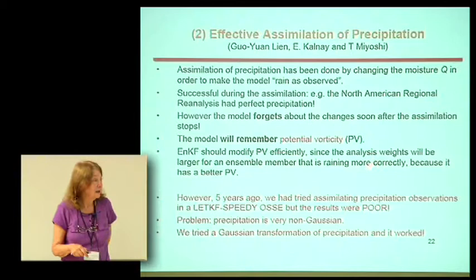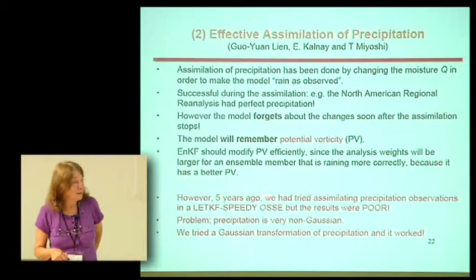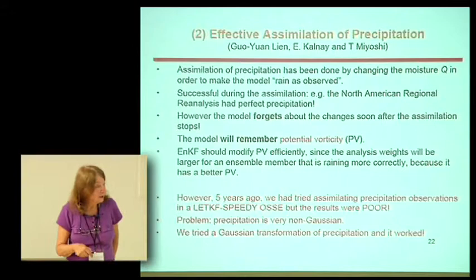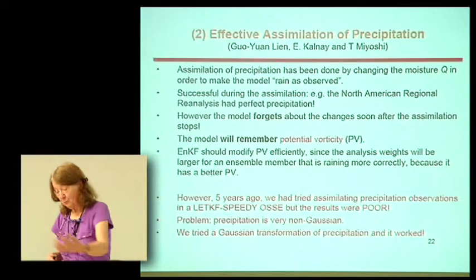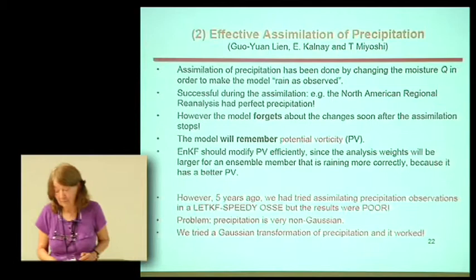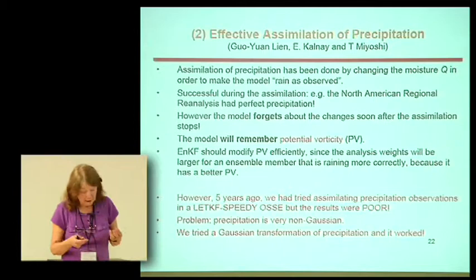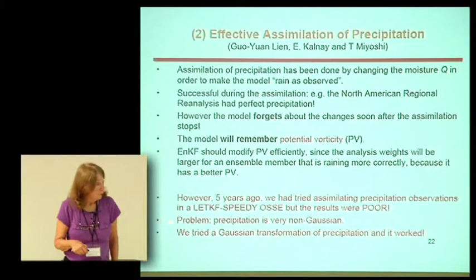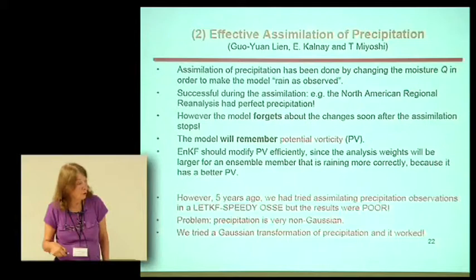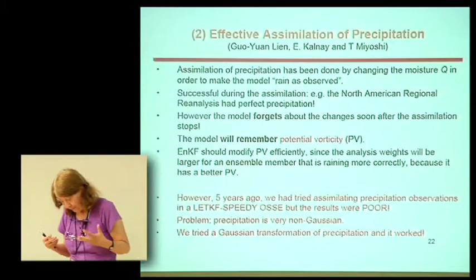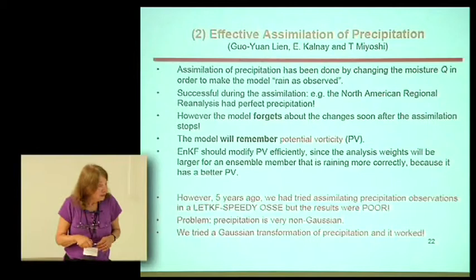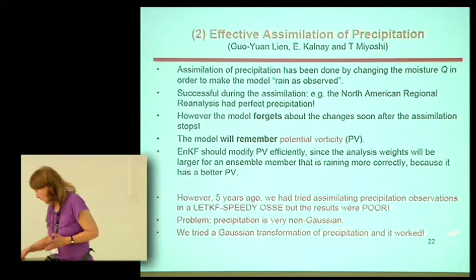But 5 years ago with Takemasa Miyoshi, we tried assimilating precipitation observations with LETKF SPEEDY doing an observing system simulation experiment. So we ran a nature run with the SPEEDY model, which is a fairly realistic but fast model. And then we took observations and did data assimilation, and we tried to assimilate precipitation, and it didn't work. We thought the problem is that precipitation is very non-Gaussian, and the ensemble Kalman filter requires the observations to have Gaussian errors. So we tried a Gaussian transformation of precipitation, and it worked very nicely.